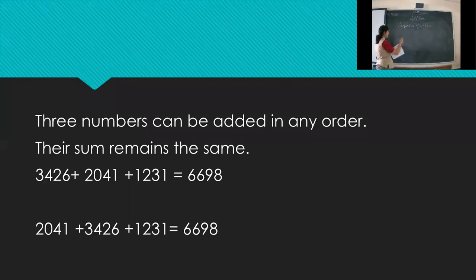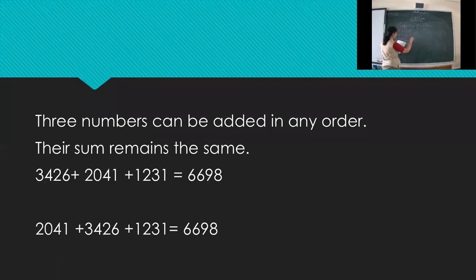Can you see? 3000, this second property I am writing, 426. When you are adding 2041 in this, just do on your own and check the answer. 1231. Do the addition. 6 plus 1, 7 plus 1, 8. 2 plus 4, 6. 6 plus 3, 9. 4 plus 0, 4. 4 plus 2 is 6. 3 plus 2 is 5. 5 plus 1 is 6.